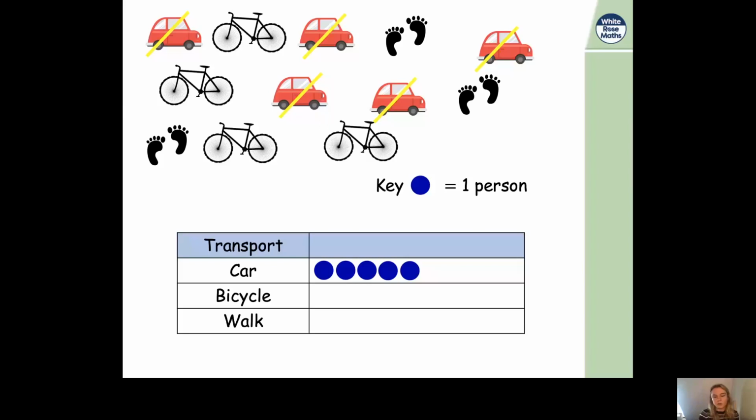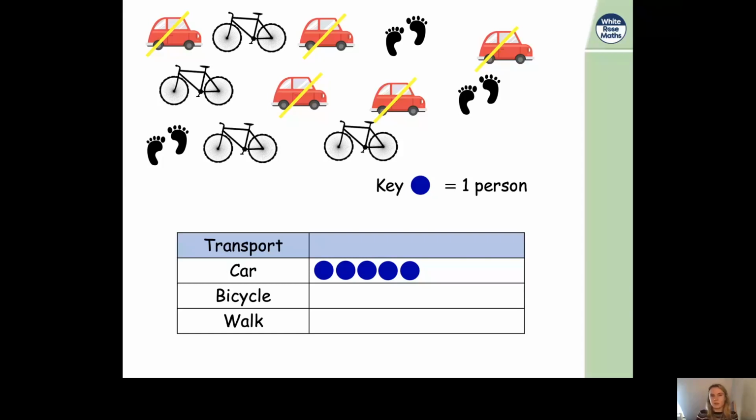And look, I have 5 blue circles there. So that represents 5 people that go to school by car, because each circle represents one person. So the first one is the first person, the second one, the second person, the third person, the fourth person, and the fifth person. Okay, let me try the bicycle one now.